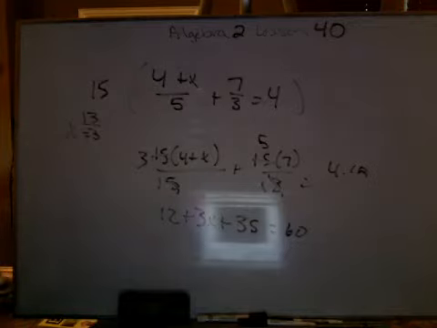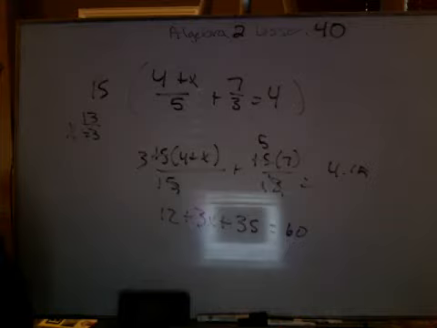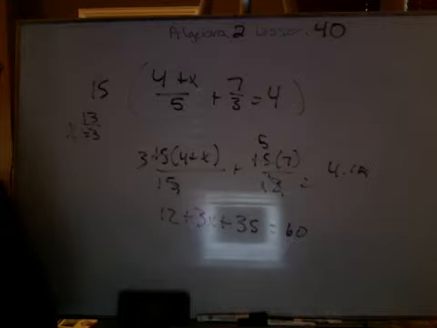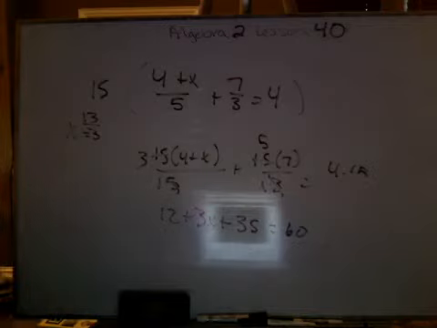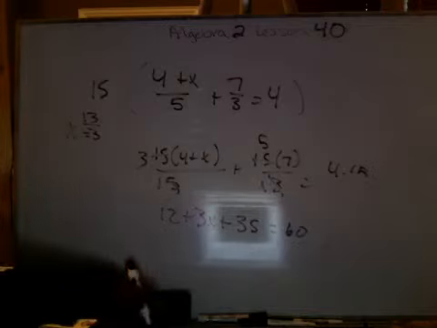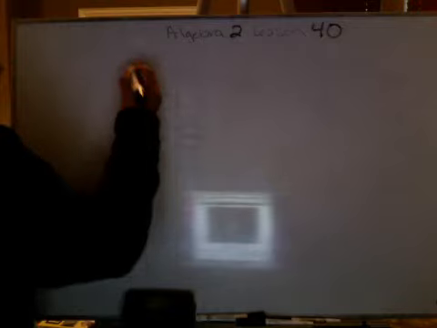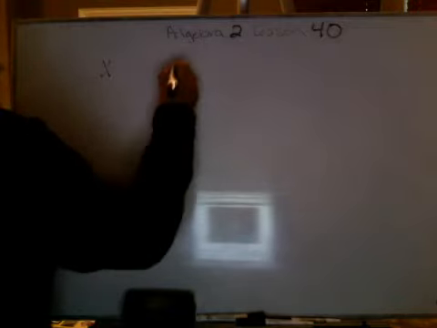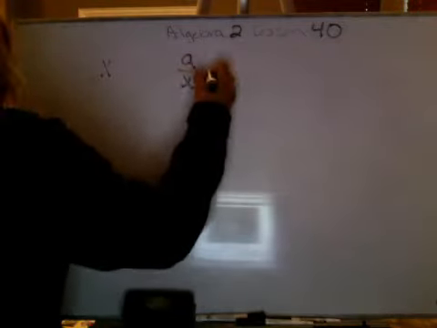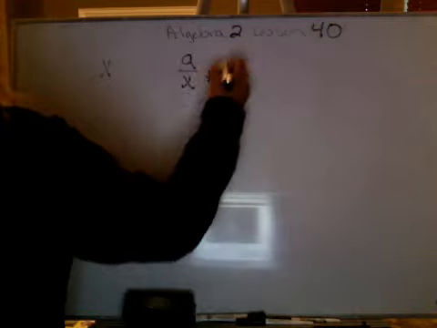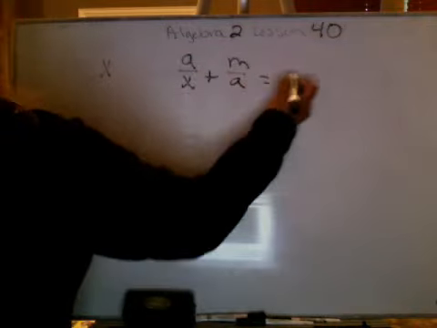Okay? So we will assume that no variable or combination of variables in any denominator equals 0. So we can do the same thing when we have variables in our abstract. So let's look at one example. Let's look at example 40.1. It says solve for x. We have a over x plus m over a equals c.